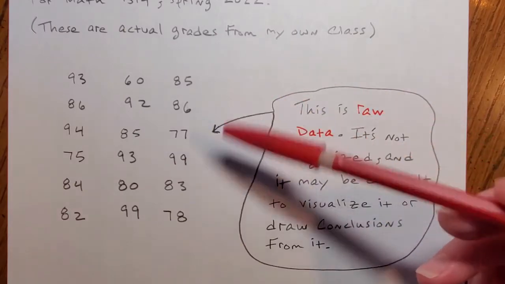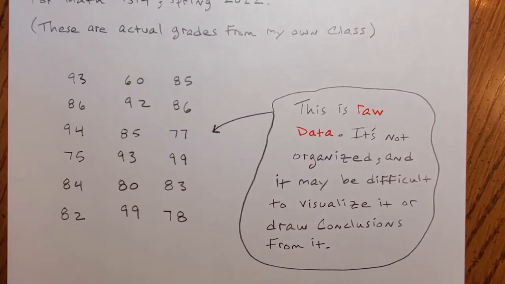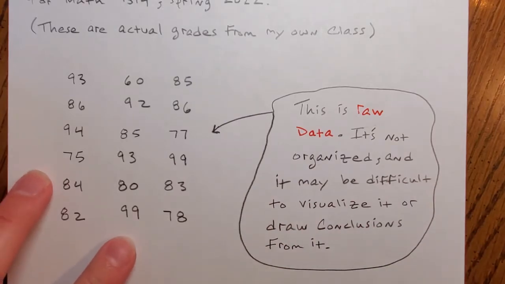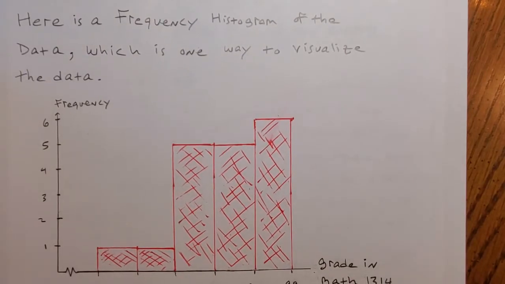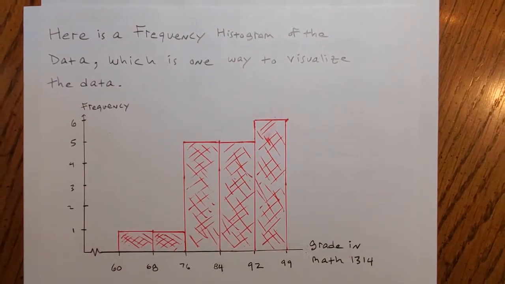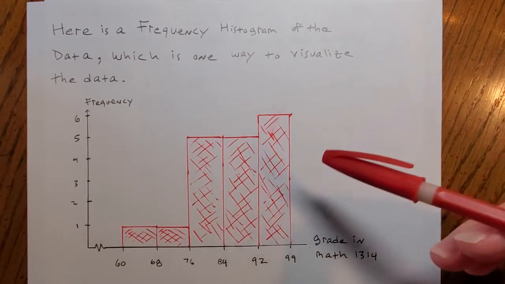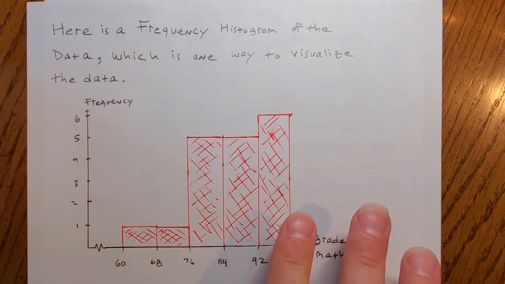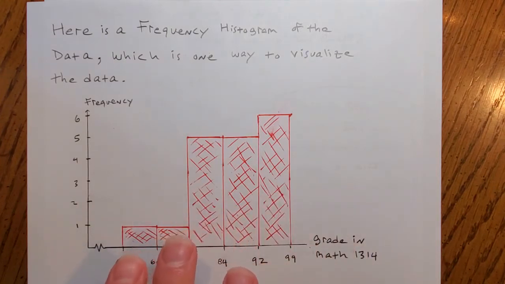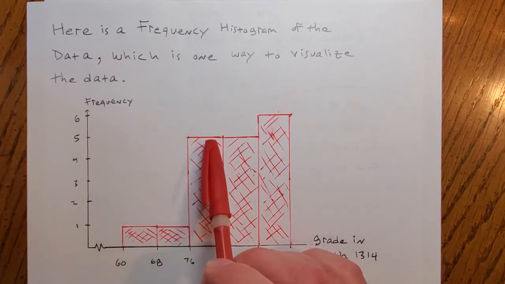Now, there are several things that we can do, but one thing that we might do with raw data like this is make something called a frequency histogram, okay? And with that, what we are trying to do is make a kind of a graph where we can look at the graph and judge how many students scored in various ranges. So like from 60 to 68, one score; from 68 to 76, one score; from 76 to 84, there were 5 students, and so on.